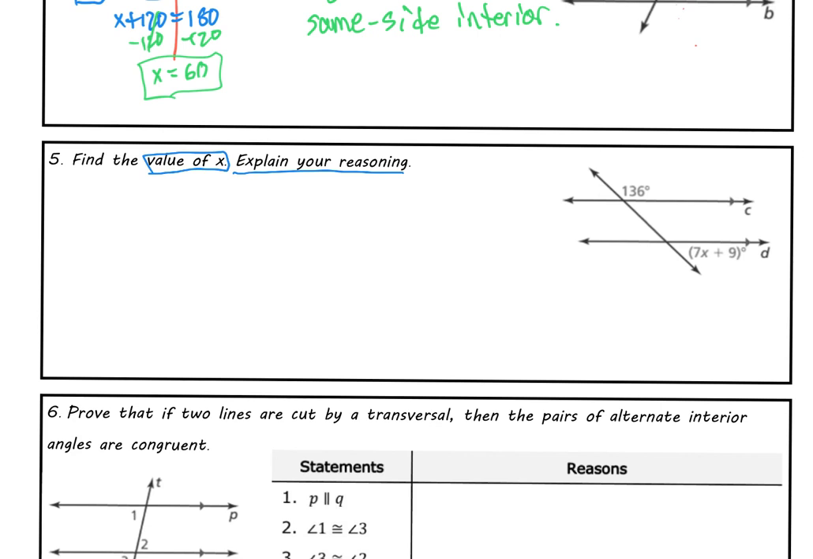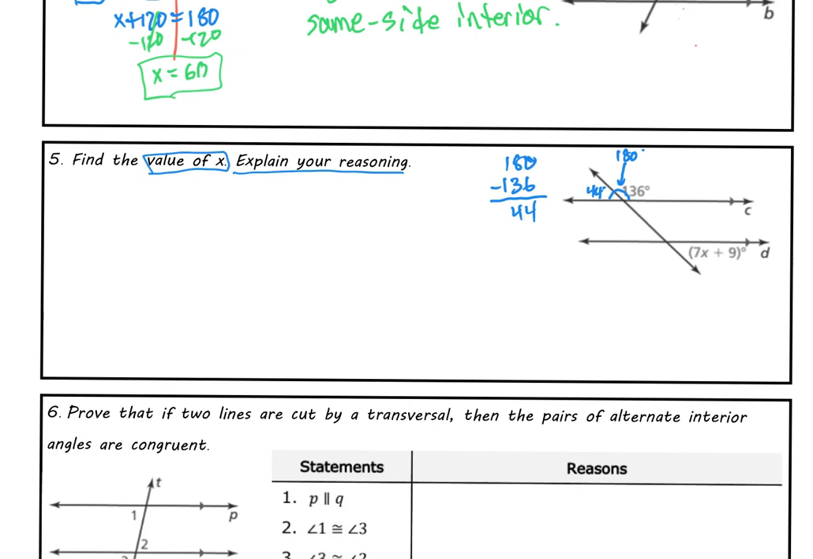The way I'm going to do this one here is, again, I know that this is a linear pair because it's on top of a straight line, line C. And I know that has to add up to 180 degrees, right? This whole would be 180 degrees. So in order to find the other angle, I'm going to do 180 minus 136, which gives us 44. So this angle over here is 44 degrees.